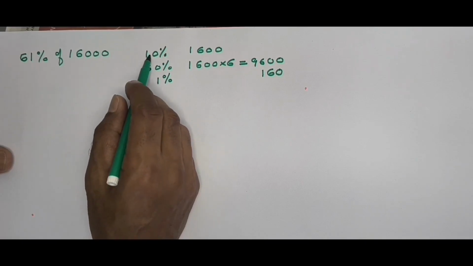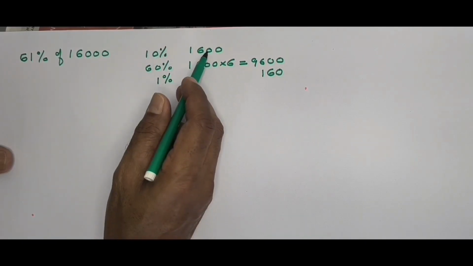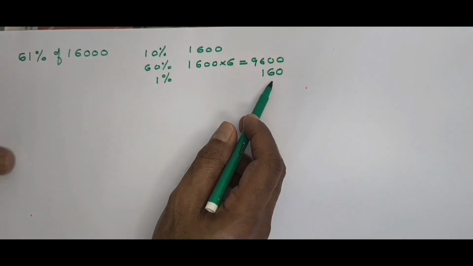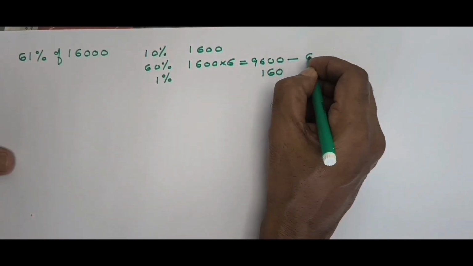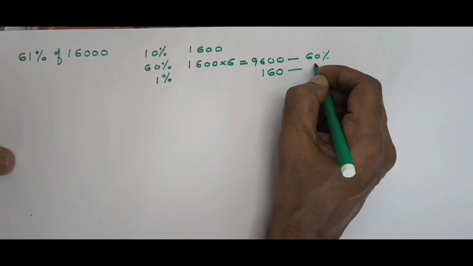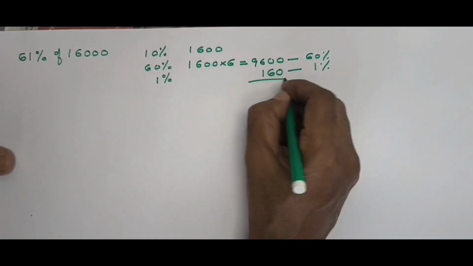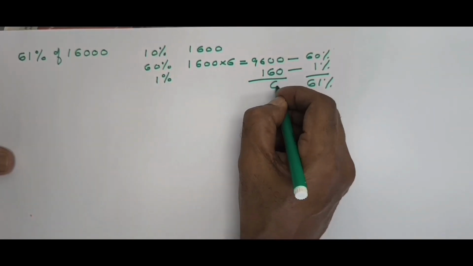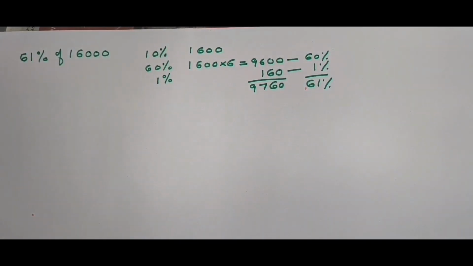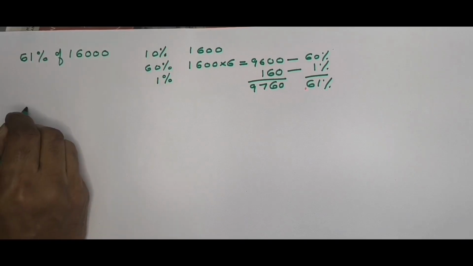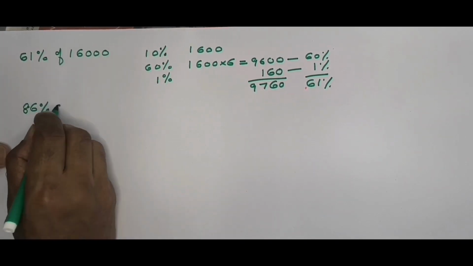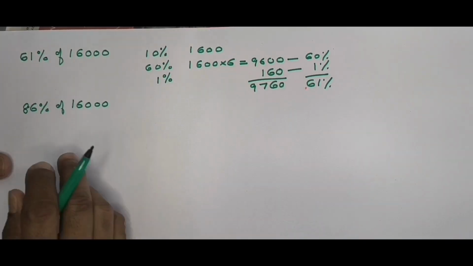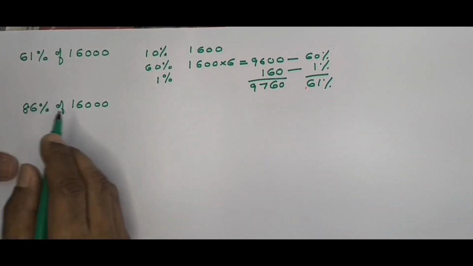1% is 1/10 of 10%. And 10% is 1600. So 1% will be 1/10 of this. That is 160. Now, this is 60%. This is 1%. So adding these two, what do you get? 61%, which is 9760. Now let's find out, say, 86% of the same number. You can use any number. I'm just going through the shortcut techniques to find out these complicated percentages.